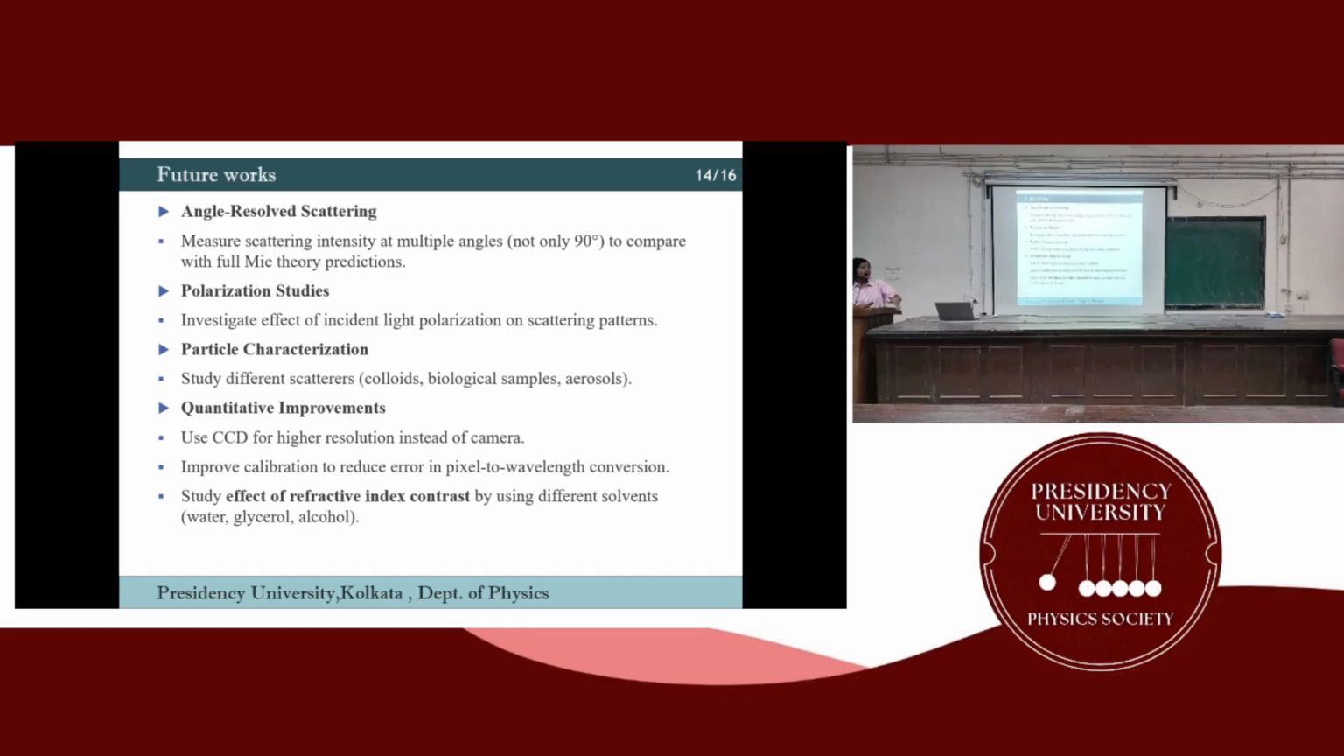I can make sure this experiment goes through, and then for quantitative improvements, I can use a higher resolution camera for the band image, and improve the calibration to reduce error in pixel to wavelength conversion. Then I can study the refractive index by using different solvents like water, glycerol, alcohol, and so on.